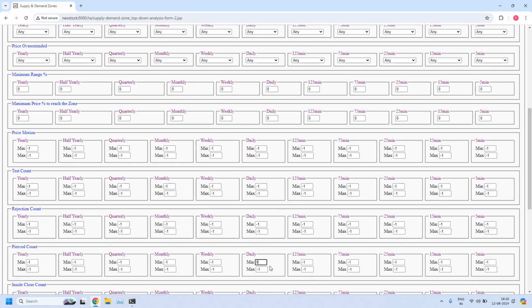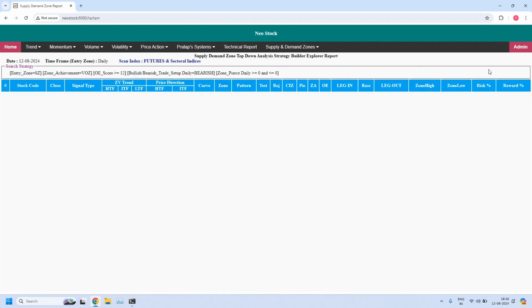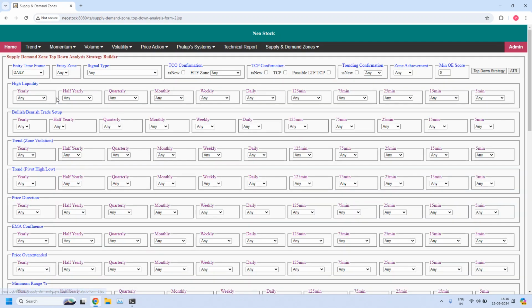minimum value 0, maximum value 0. Zone achievement should be violated opposing zone. Minimum order enhancer score 12. The 3 filters are applied to daily supply zone. No stocks are filtered. That means currently there are no bearish trade setup stocks for monthly income trade. So next income trade is weekly income trade. Weekly income trade entry time frame is 75 minutes.